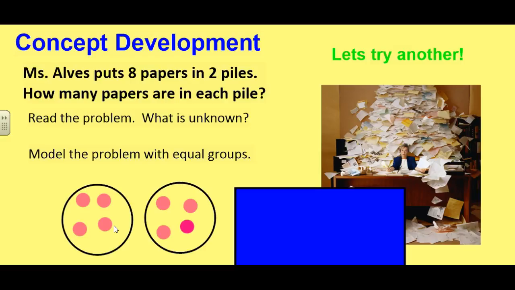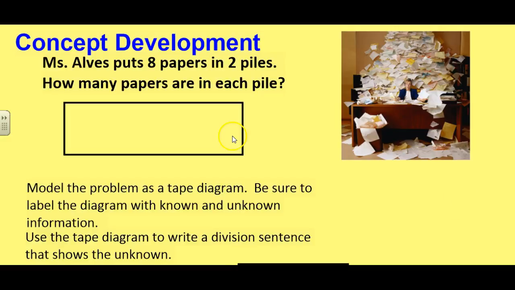So now we're going to take this same problem and use a tape diagram. So underneath your equal groups, I want you to just draw a rectangle, and this time we're going to have 2 equal parts in our tape diagram to represent the 2 piles. And before we start with the dots this time, we're going to go ahead and label it based on what we know or what we don't know from the problem. So remember, when we're labeling the top, we're labeling what the group stands for.